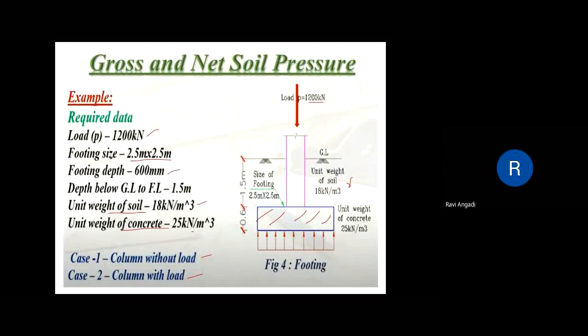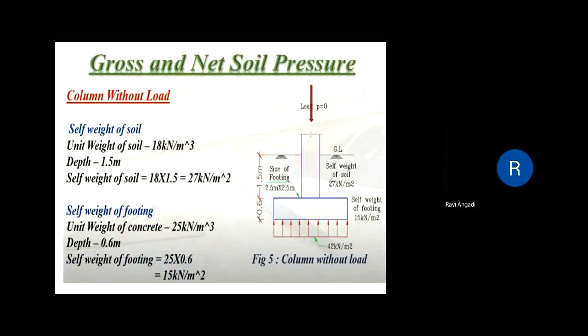So can anyone calculate what is the gross soil pressure and net soil pressure with this example? Here, first you need to take the self weight of the soil, that is 18 kilonewton per meter cube, and depth is 1.5 meter. You all know how to calculate the self weight. It is gamma into depth of footing. Gamma is 18, depth of footing is 1.5. When you multiply it, you will get the self weight of the soil. At least remember this formula, gamma into Df.